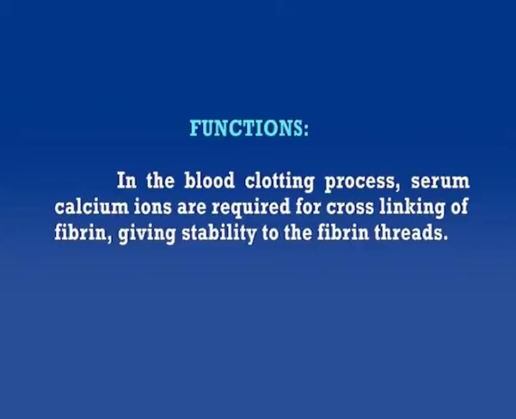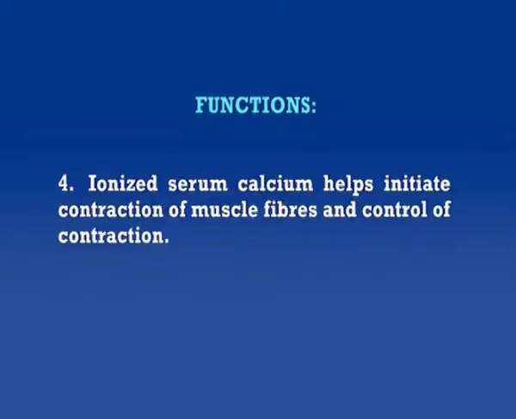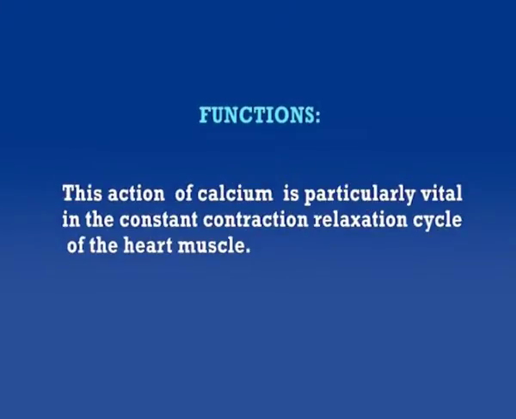In the blood clotting process, serum calcium ions are required for cross-linking of fibrin, which gives stability to the fibrin threads. Third, calcium is also required for normal transmission of nerve impulses along axons. Fourth, ionized serum calcium helps initiate contraction of muscle fibers and control of contraction. This action of calcium is particularly vital in the constant contraction-relaxation cycle of the heart muscle.